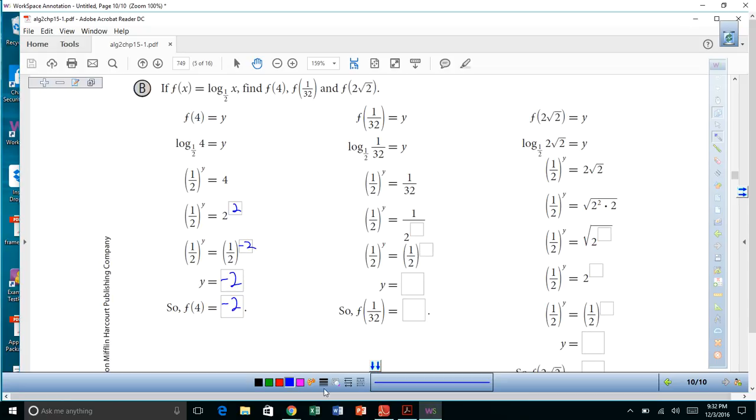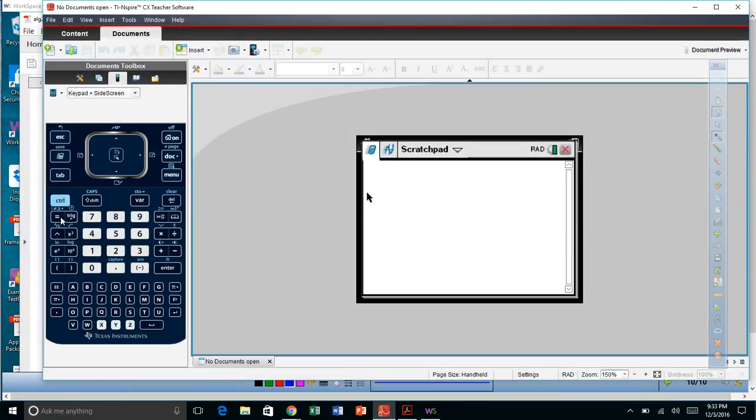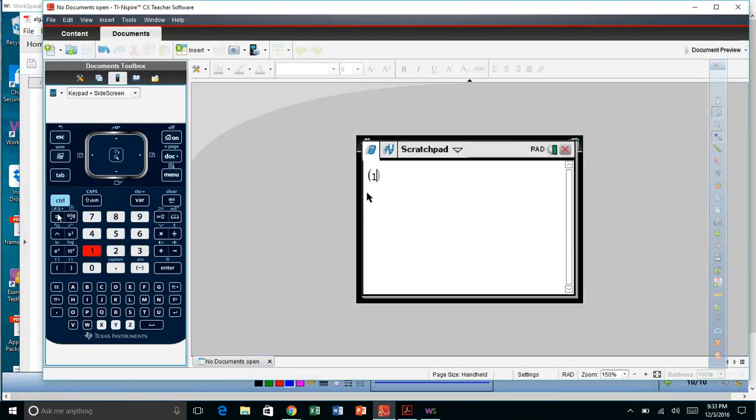All right. Now, just for giggles, let's try that in a calculator. So we have open parentheses, 1 divided by 2, and let's close the parentheses, and then caret negative 2. That should give us 4, right? It does. Well, that worked out well.